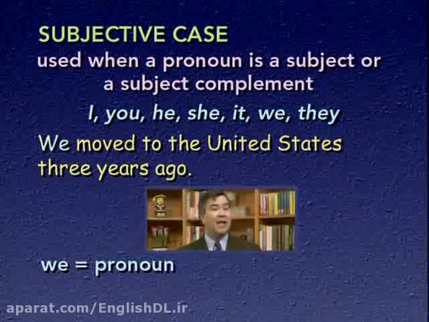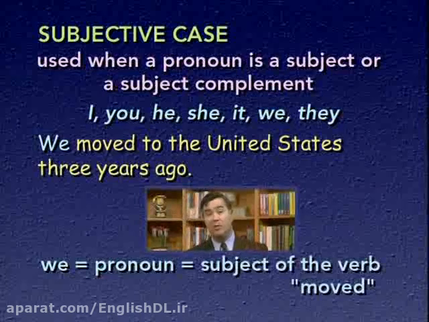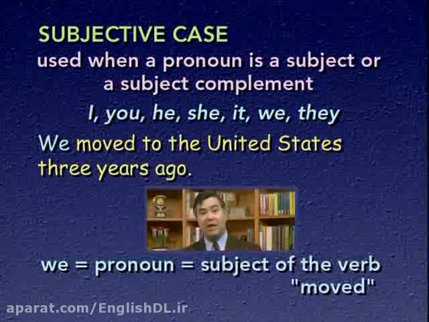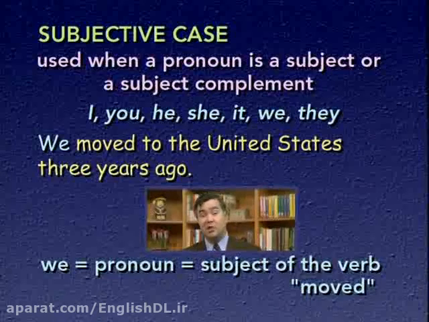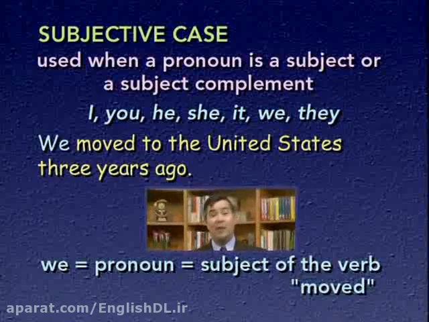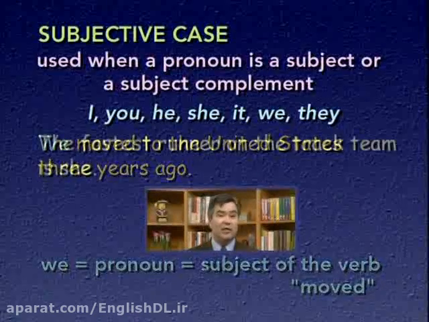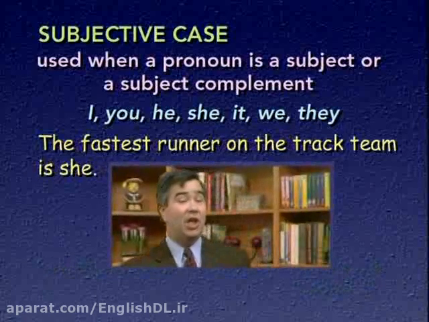What role does that word play in the sentence? Well, it's the subject of the verb moved. The verb moved describes the action being discussed in the sentence, and we is the subject. That's the person or persons who are doing the action. Since we is the subject of the verb moved, the subjective case pronoun we is correct. Here's another example. The fastest runner on the track team is she.